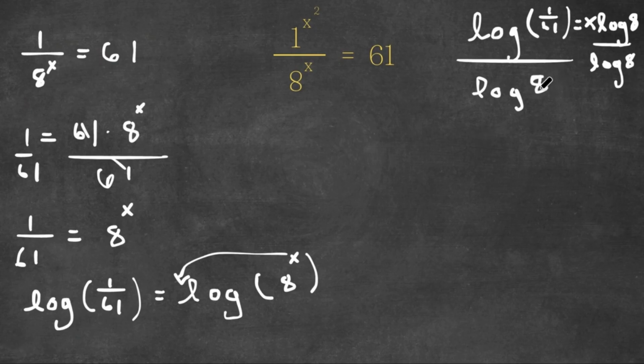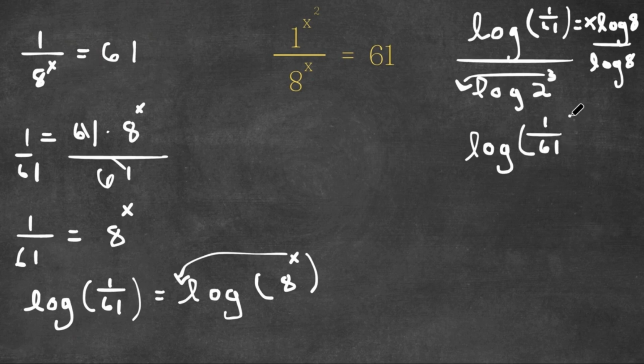Now, log 8, well, this is the same thing as log 2 to the power of 3. And remember, we can actually move this exponent to the front of the log, the power property of logarithms. So now we have log of 1 over 61 divided by 3 log 2.